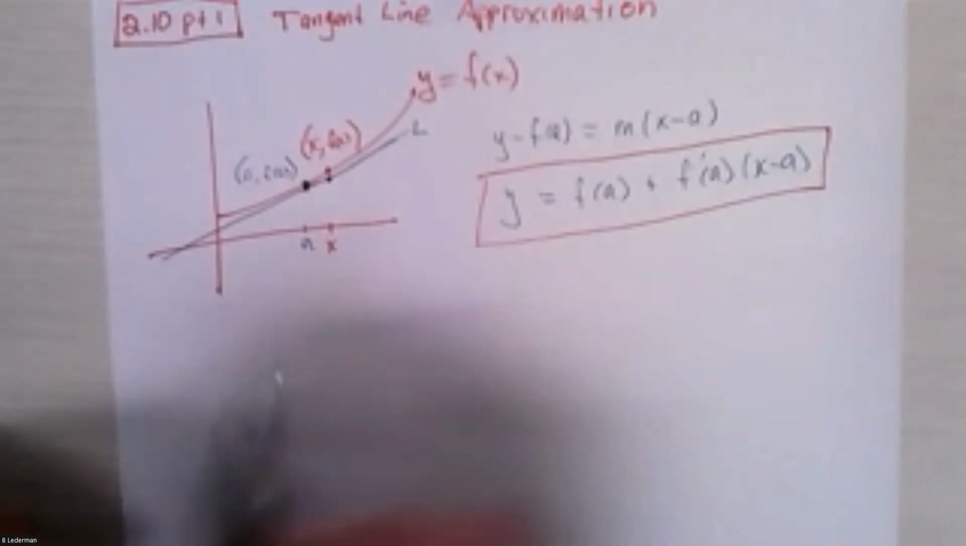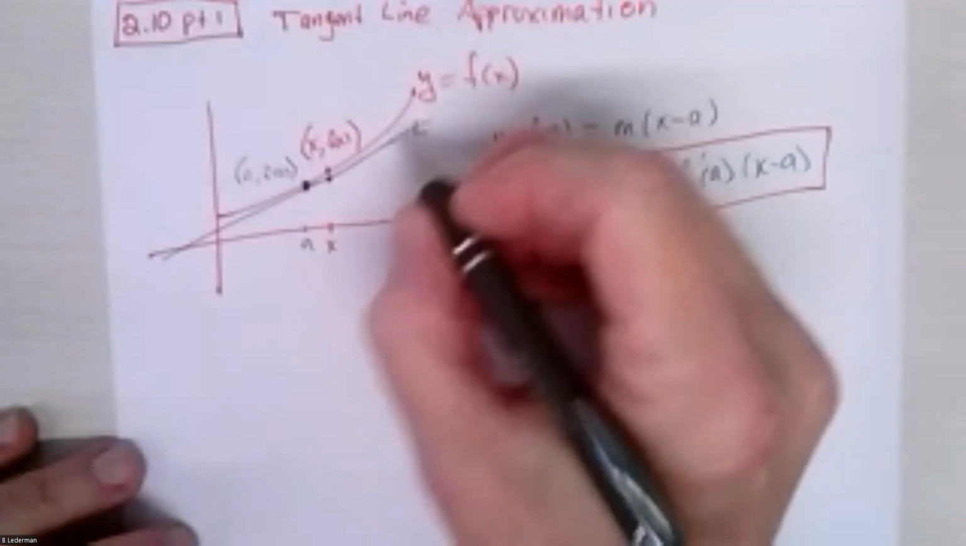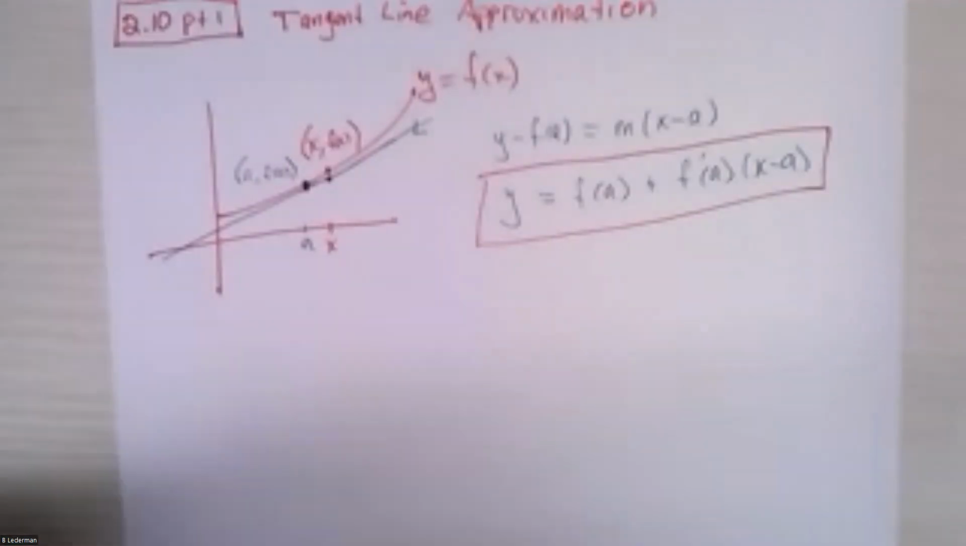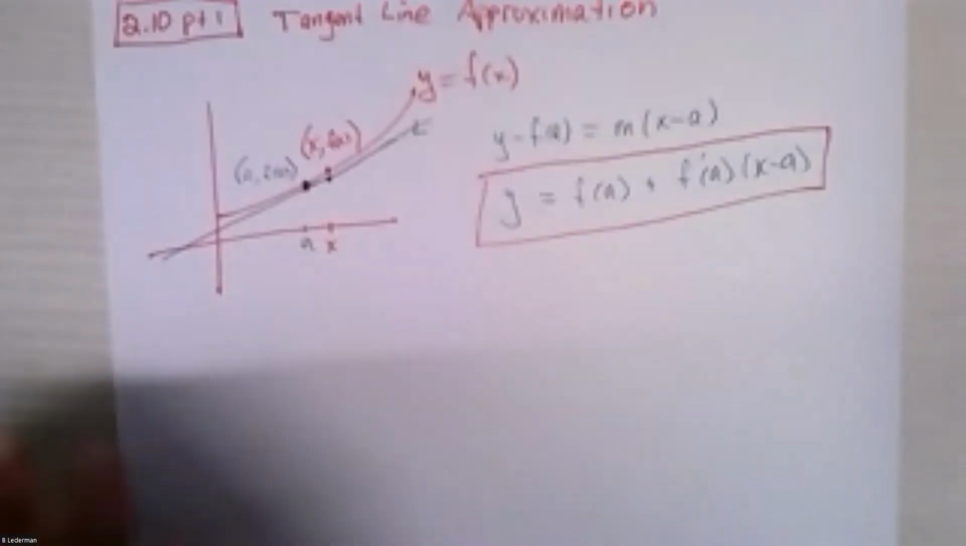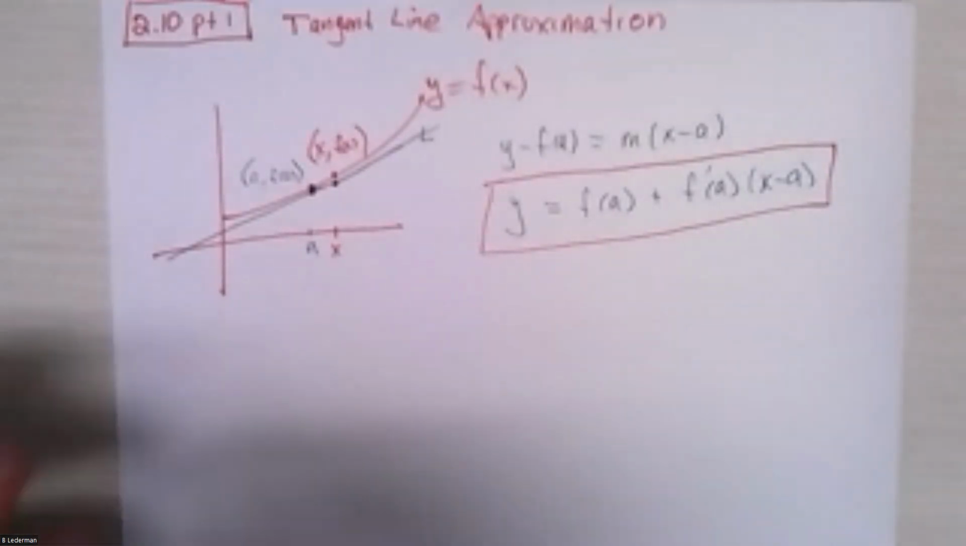And this works when the x is fairly close to A, because as you go further out, the red curve and the black line sort of diverge more and more. So as long as you're fairly close by, it's going to work. So let me give you an example of this. And this is where, again, I just find it fascinating.